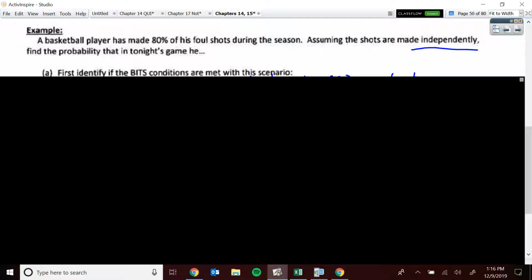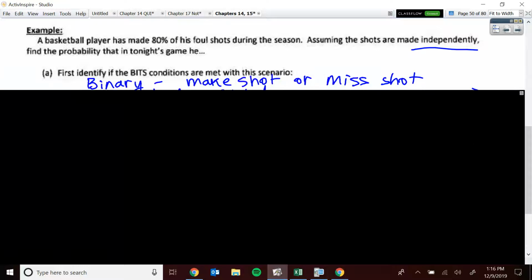So what would the B stand for? How would we check the binary situation here? Is it binary? What's happening? What are the 2 choices? Good. It is binary. He makes it or he misses it. Good job.